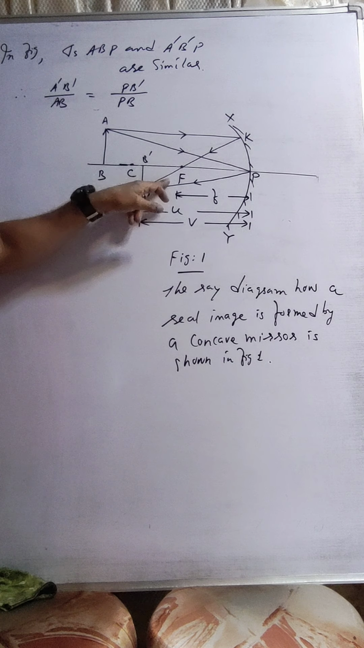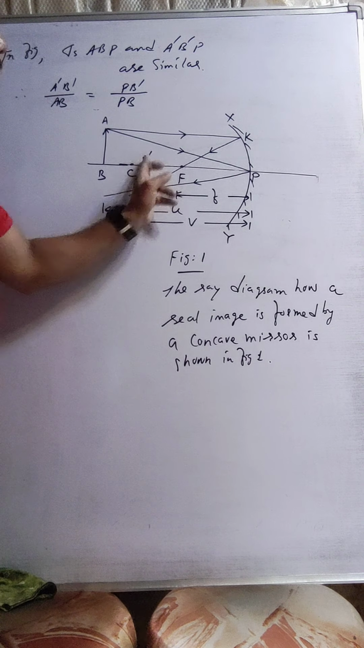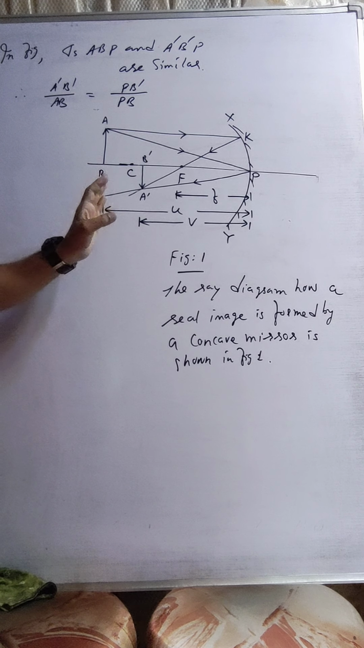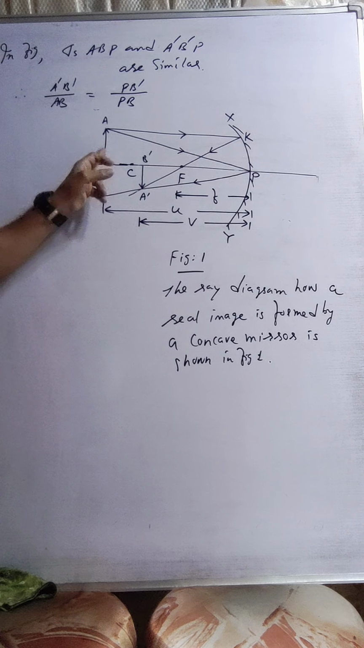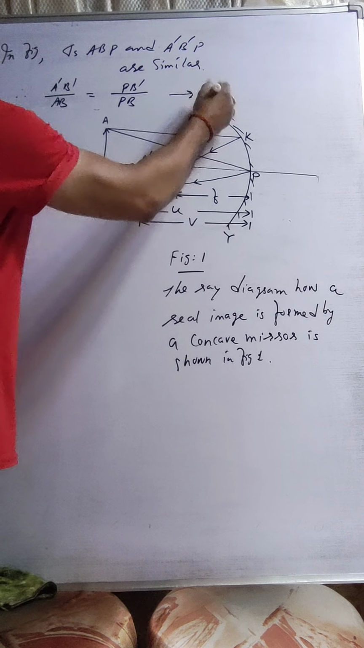These two triangles are similar. That is why vertical side by vertical side, A dash B dash by AB, equal to what? PB dash by PB. Okay, so for two similar triangles, just divide vertical side by vertical side and horizontal side by horizontal side. Let us suppose this is equation number 1.